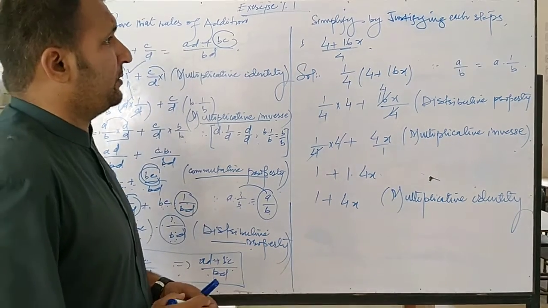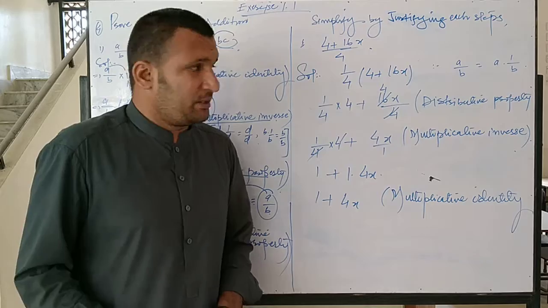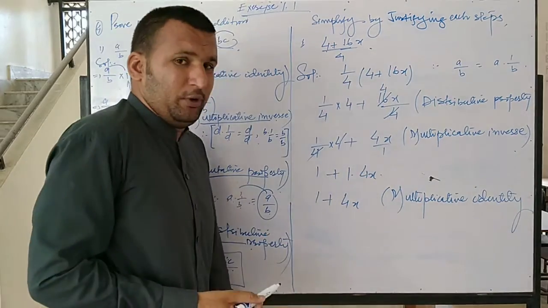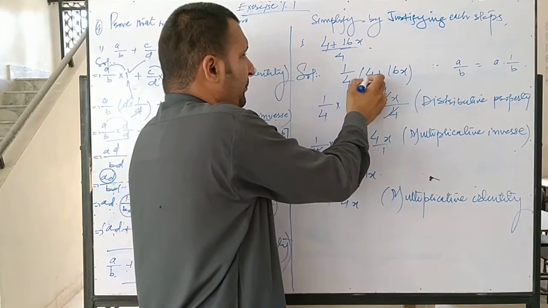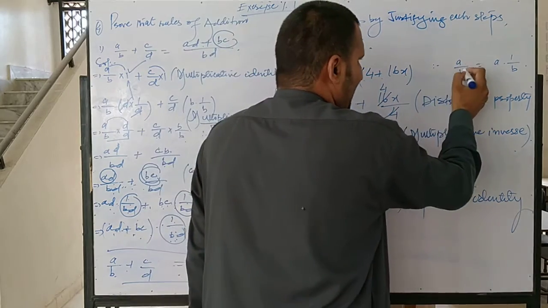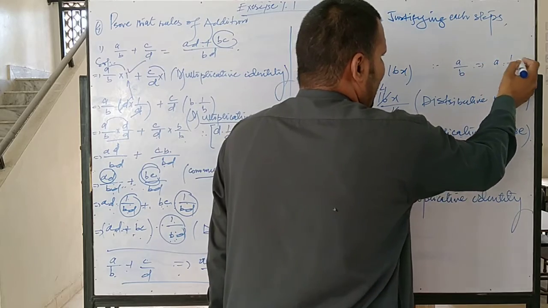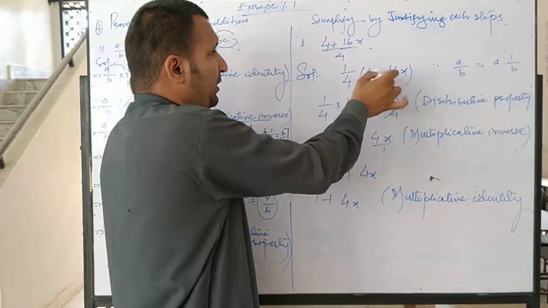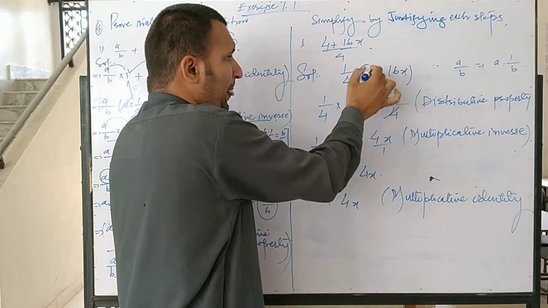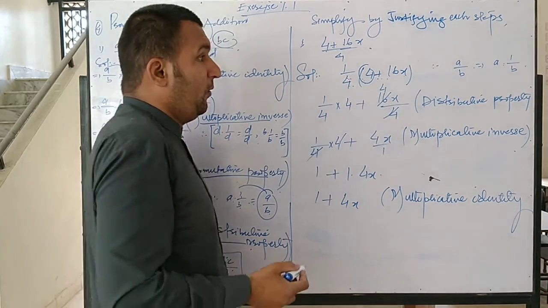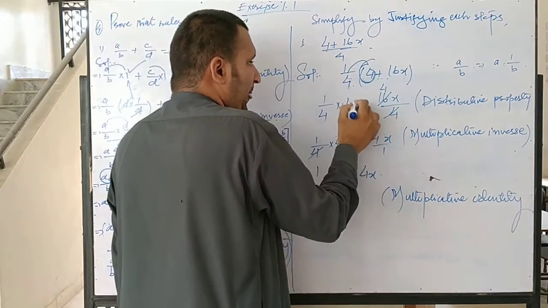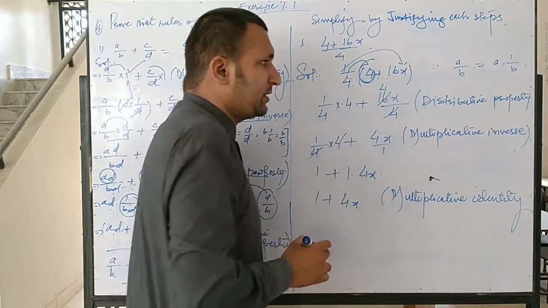Again, second question: simplify, justifying each step. For example, 4 plus 16x upon 4. Means solution: 1 upon 4 multiply 4 plus 16x. Means this is the statement of a upon b. It implies that a dot 1 upon b. Means the denominator is multiplied with both values in the bracket. Means 1 upon 4 multiply 4 plus 1 upon 4 multiply 16x.